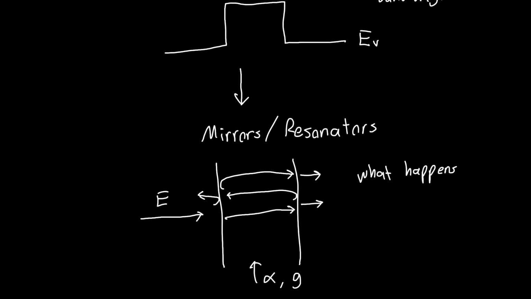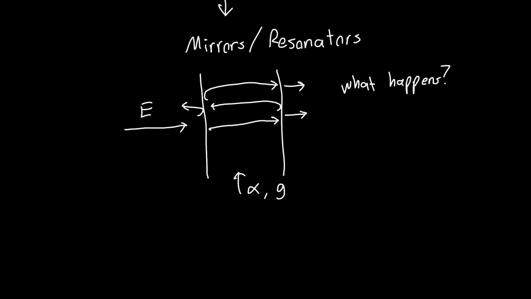So what happens here? And also, why do we even want to use resonators? Why can't we just stick chunks of optically active material that has a certain gain or a certain absorption and send light or send an electric field into that? What's wrong with that? Why do we need these resonators?